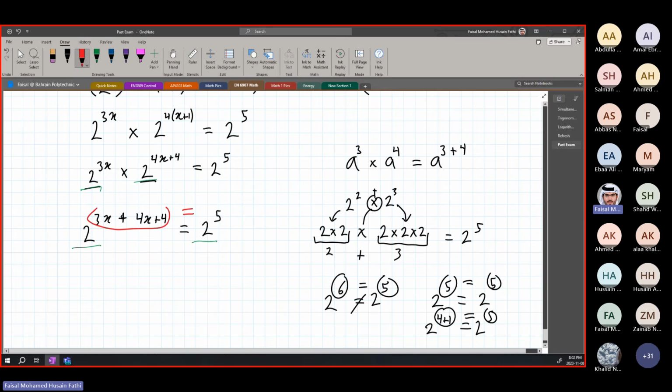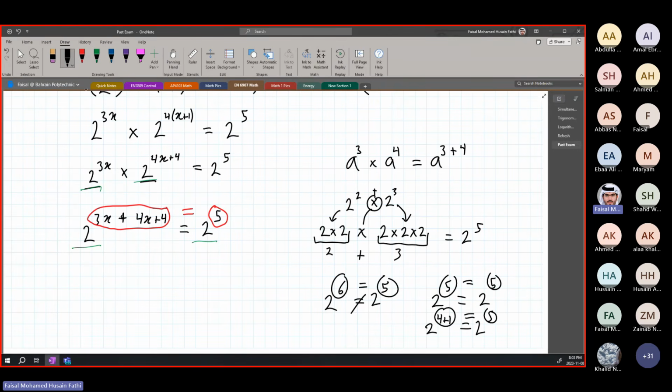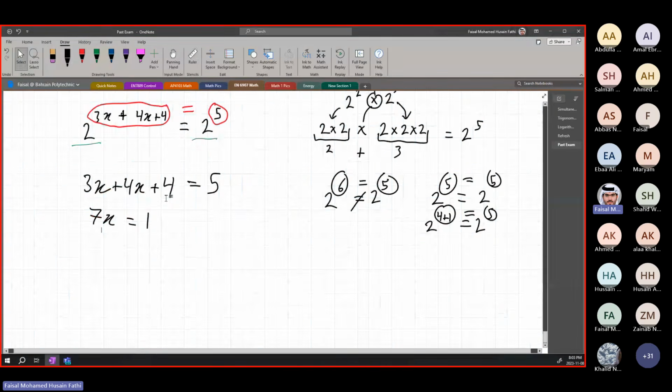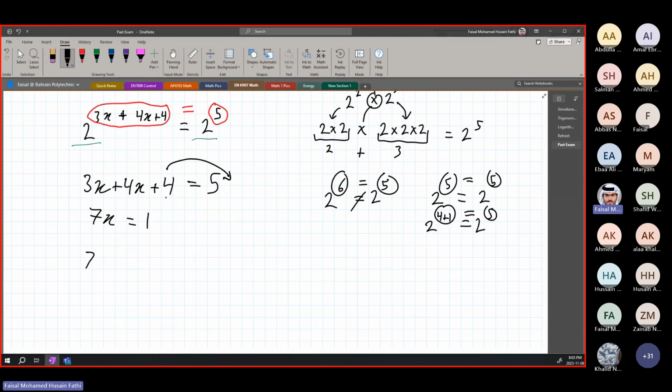This part with this part. For the same base, the base has to be the same, which is 2 and 2 here. So 3x plus 4x plus 4 is equal to 5. And now we just solve the equation. 7x is equal to 1, since we just moved the 4 to the other side. Sorry, x is equal to 1 over 7. Done.